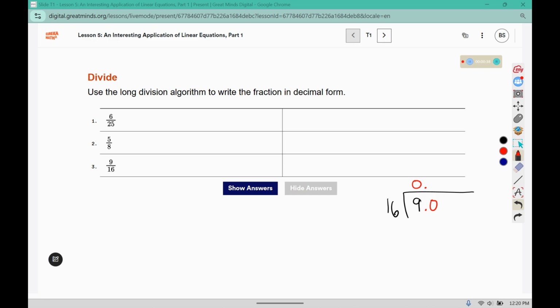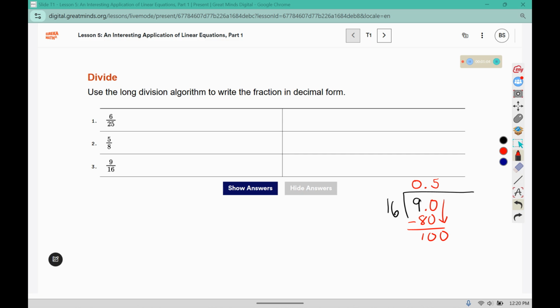Well, that'd be 16, 32, 48, 64, 80. So we're going to put 5 of them, which gives us 80. Then subtract. 90 minus 80 is 10. Bring down a 0.